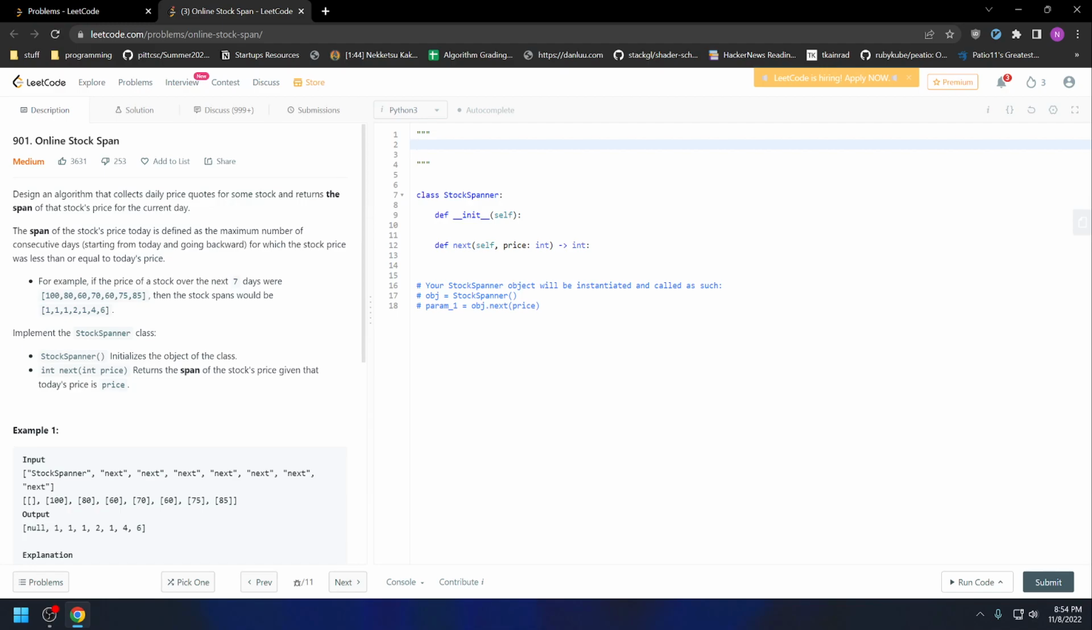Okay. StockSpanner initializes the object of the class. int next(int price) returns the span of the stock's price given that today's price is price. Okay, so let's define what we're trying to do.